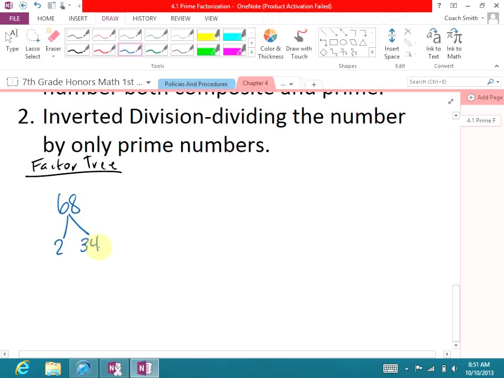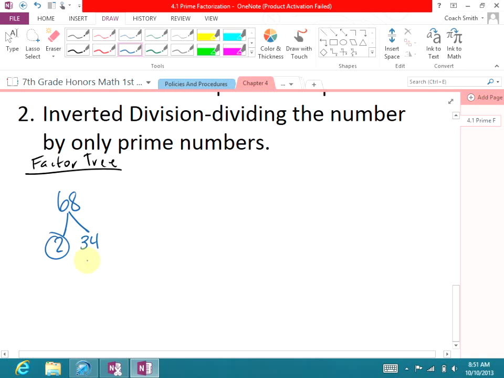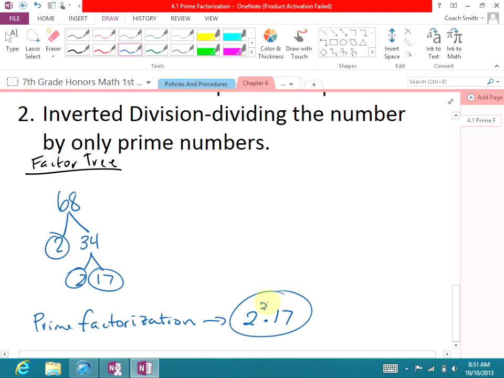Okay? So, is 2 prime? Yes. So I circle it. So, what's two factors of 34? 17 and 2. That's prime, that's prime. So, the prime factorization is not the factor tree. The prime factorization is 2 to the second times 17. That is the prime factorization, not the factor tree or the inverted division.